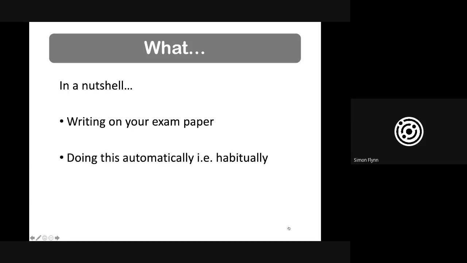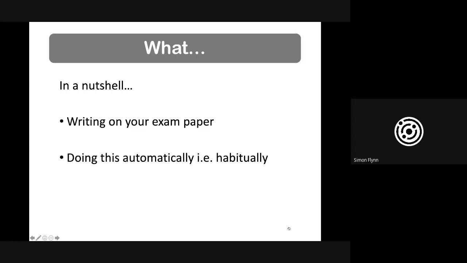Right. So what am I saying exam technique is? I'm going to put it in a nutshell. I think it really boils down to two things. Obviously, I'm going to have to expand on these. Writing on your exam paper, and by that, I don't just simply mean the answer, because that's obvious. So writing on your exam paper, and then doing this automatically, doing it habitually. So I've got to expand on what I mean by writing on your exam paper.